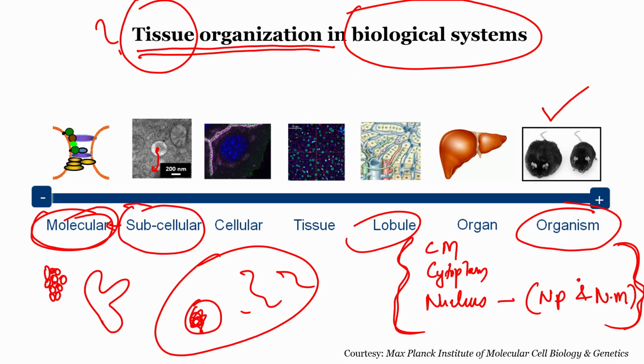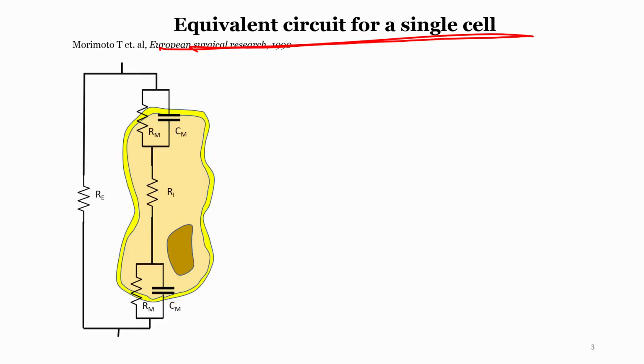Now let us get into the interesting stuff. We will see the equivalent circuit model of a single cell. Let us start with the basics. Once we know the single cell, we can always bring the cells together and form tissues, bring the tissues together and form organs. This equivalent circuit model has been in place for a long time.